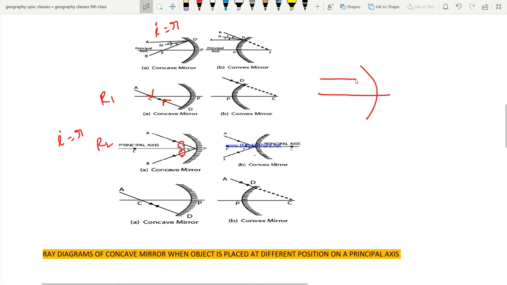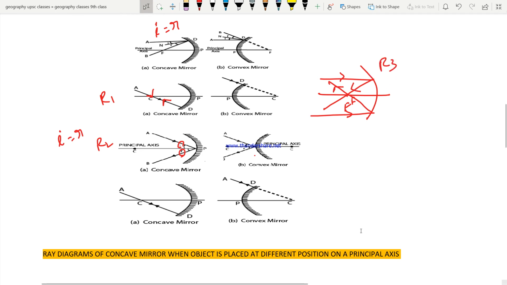When a light is incident parallel to the principal axis, it gets reflected back, passing through the focus. You can incident n number of lines. This is the principal axis, this is the focus. See here, it is passing through the focus again. This is rule 3.